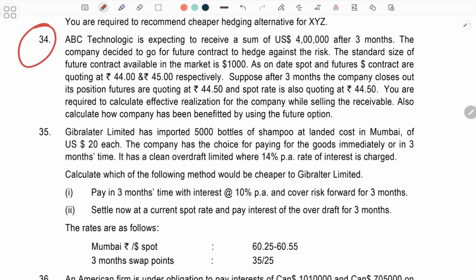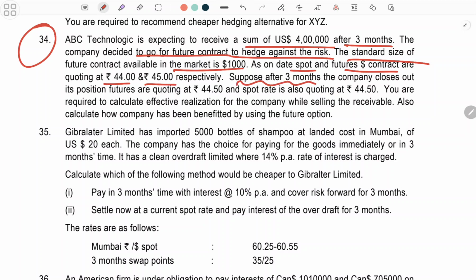Question number 34. ABC Technologies is expecting to receive a sum of $4 lakh after 3 months. The company decided to go for a future contract in order to hedge the risk. The standard size of the contract is $1,000. So total contracts would be the exposure divided by the standard size, which is 400 contracts. As on the date, the spot and future price is given as 44 and 45 respectively.